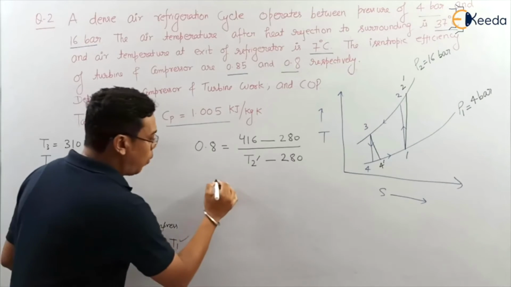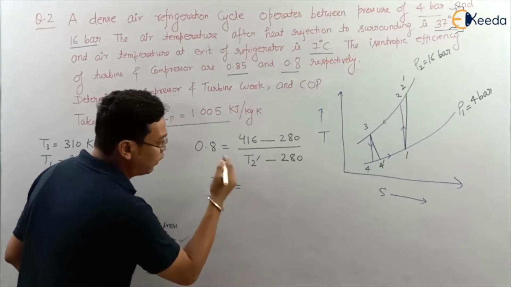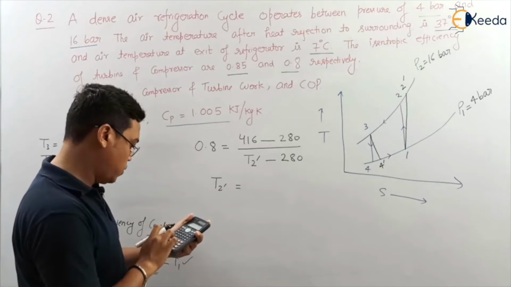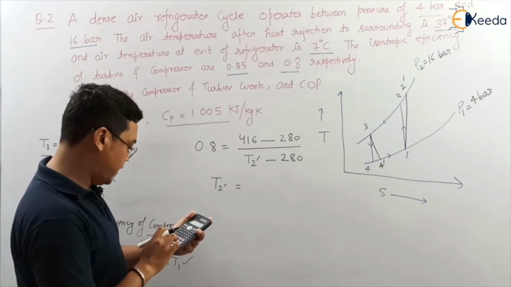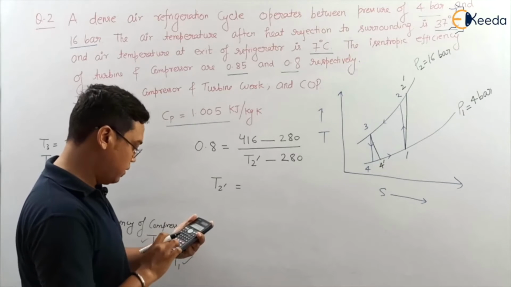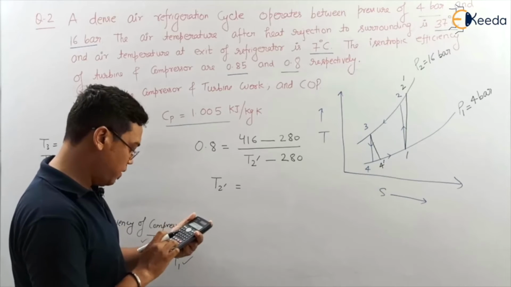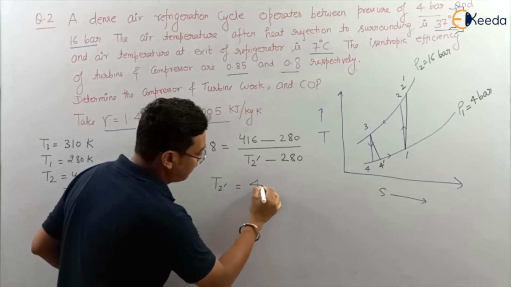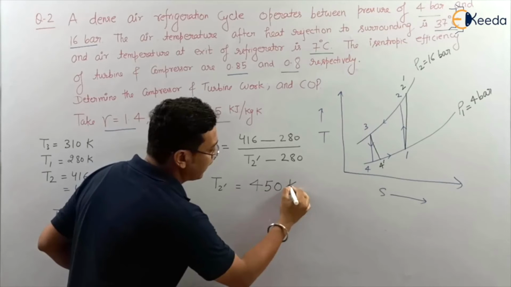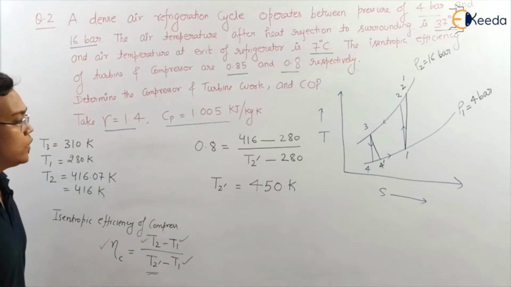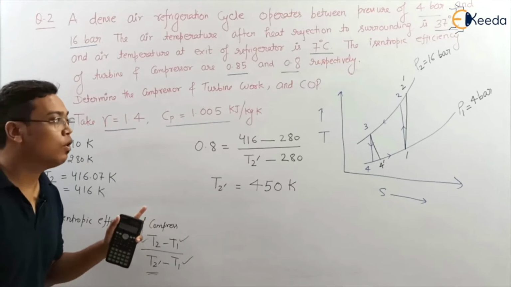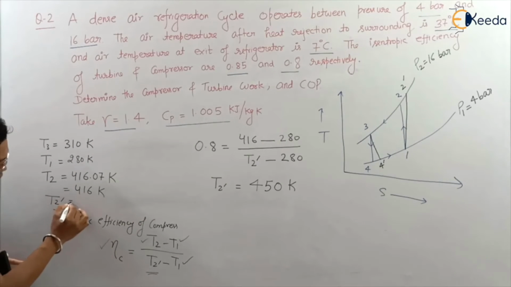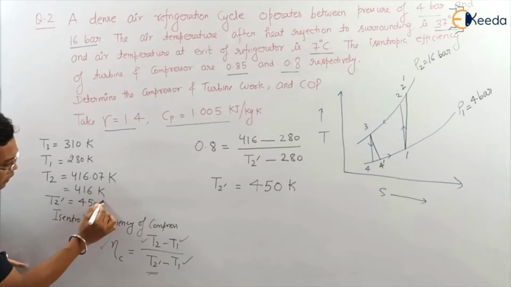So what will be T2 dash? I'll directly calculate through the calculator. 416 minus 280 divided by 0.8 plus 280, that is 450 Kelvin. So we got T2 dash also 450 Kelvin. Okay. Now I will write here T2 dash is equal to 450 Kelvin.